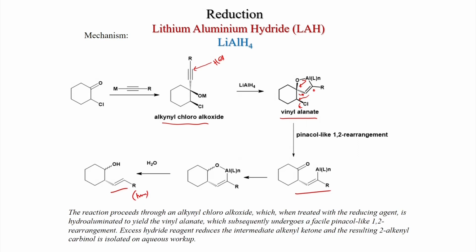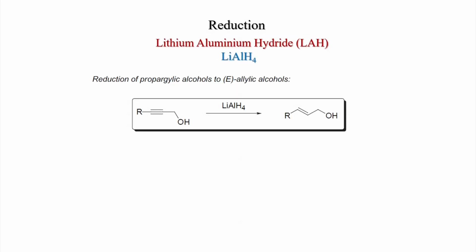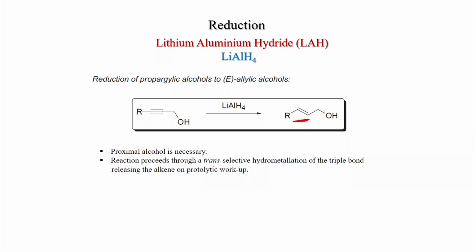So, the reaction passes through an alkynyl chloroalkoxide, which when treated with the reducing agent is hydroaluminated to yield vinyl alanate, which subsequently undergoes a facile pinacol-like 1,2 rearrangement. Excess hydride reagent reduces the intermediate alkynyl ketone, and the resulting 2-alkynyl carbonyl is isolated on aqueous workup. A similar process happens when you take propargylic alcohol with lithium aluminum hydride: you get a trans allylic alcohol. Here the proximal alcohol is necessary, and the reaction passes through a trans selective hydrometallation of the triple bond, releasing the alkene on protic workup.